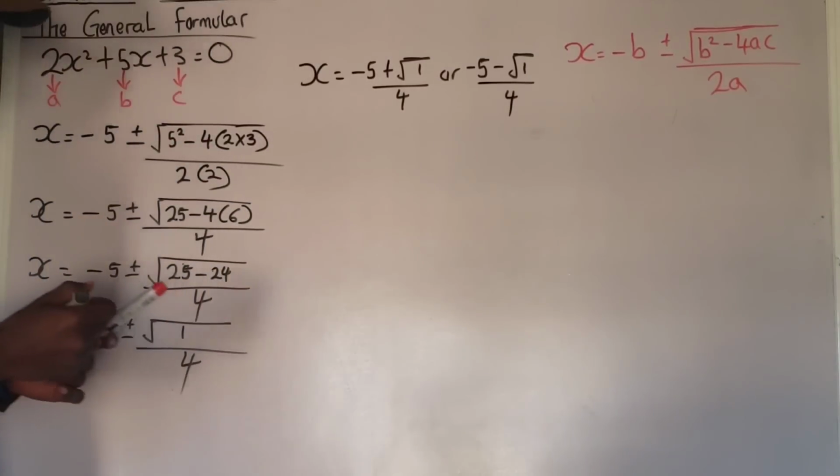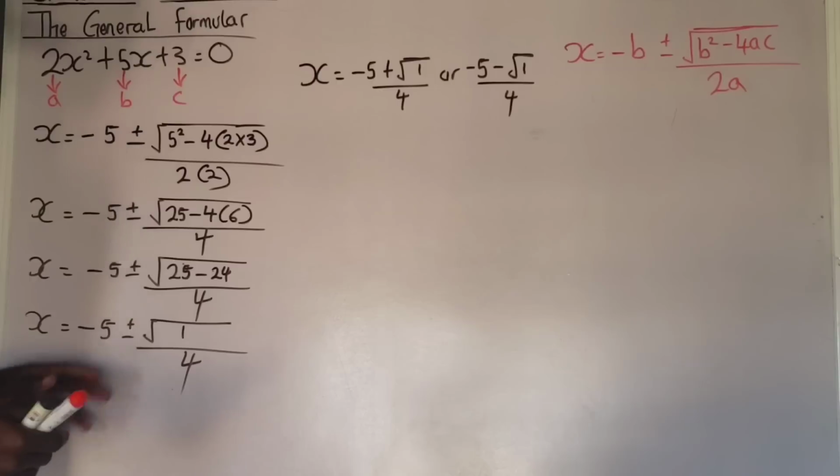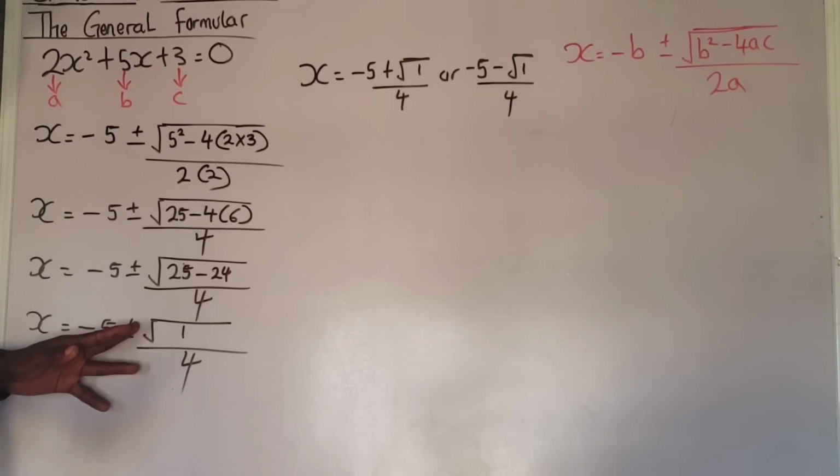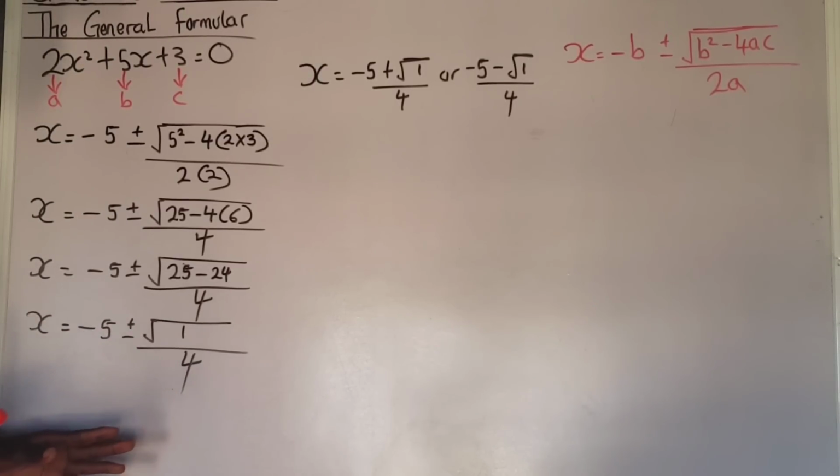I'm going to explain, okay? Do you know that we have the positive sign and negative sign in between this negative 5 and square root of 1 over 4? You understand?